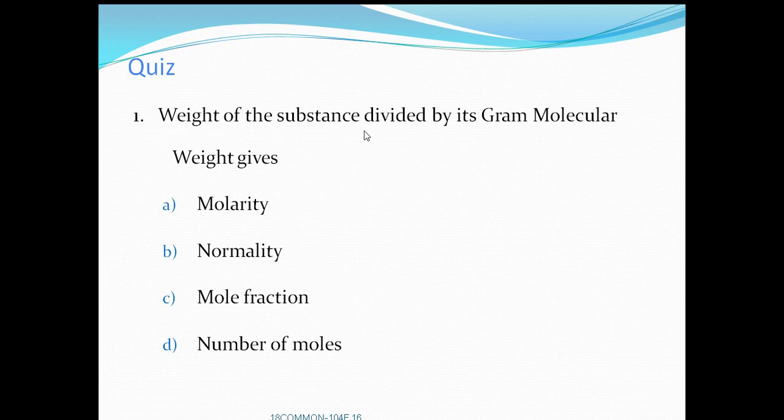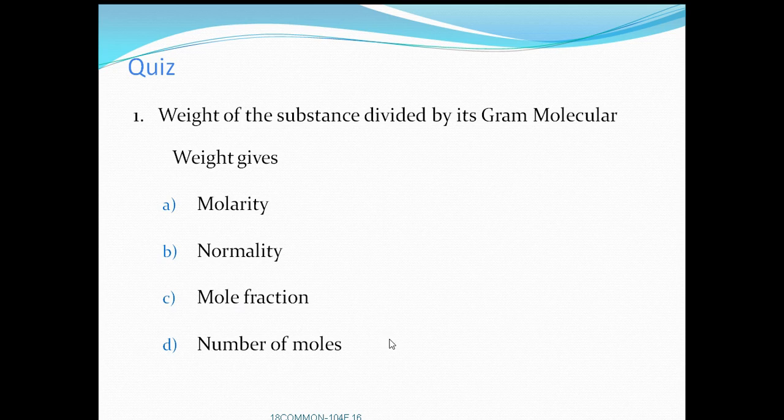Weight of the substance divided by its gram molecular weight gives... what is the answer? So here, what is the molarity? Molarity means the number of moles of solute present in 1 liter of solution. Normality, we have not yet discussed here.